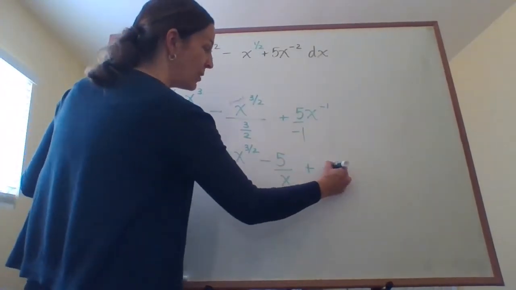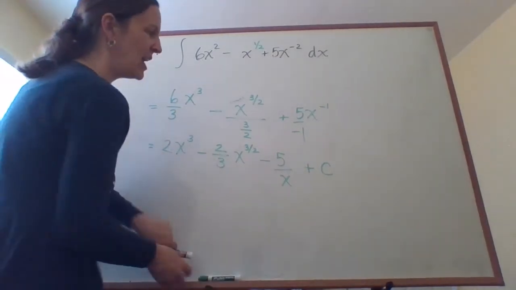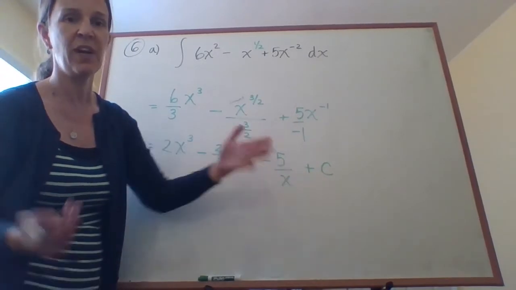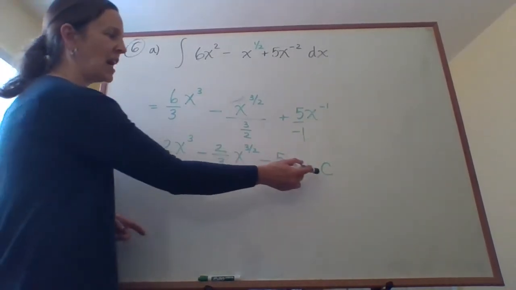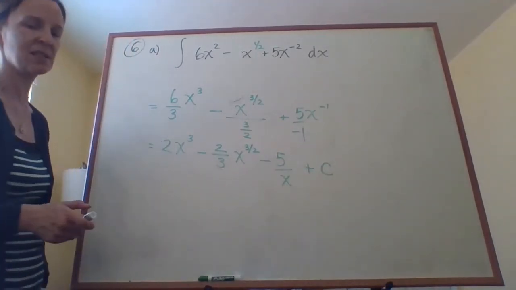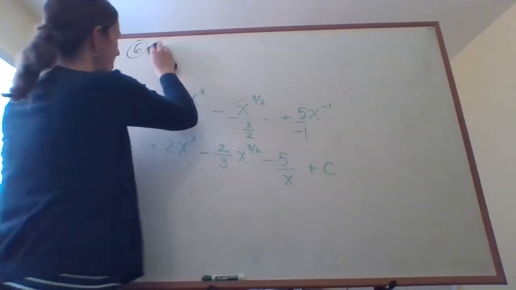And then don't forget plus c, our constant of integration. Because remember that if I take the derivative of this, I've got to get back to here, and the derivative of any constant is 0. So for an indefinite integral or a general antiderivative, you always need to have that plus c. Okay, that was 6a. Let's look at 6b.